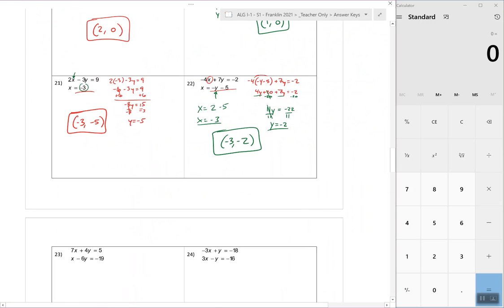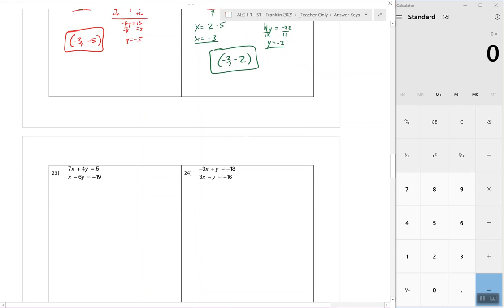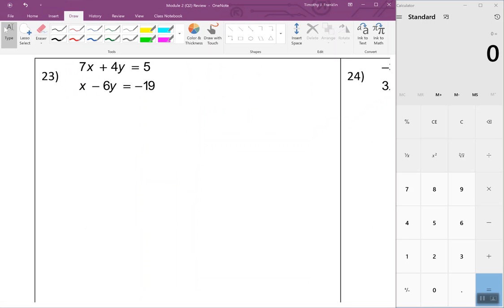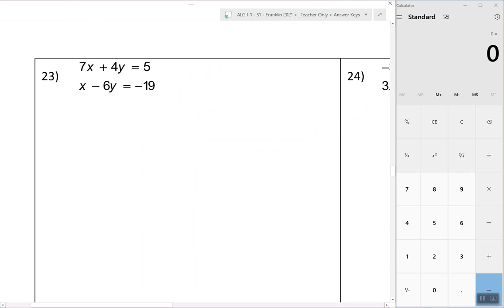Okay, let's keep going. Number 23. Again, you could use elimination here, but I'm going to go ahead and just add 6y and use substitution. So x equals -19 plus 6y. And again, if you want to use elimination here, you might multiply this bottom equation by -7. You could definitely do that if you want to. You should get the same answer as me, regardless of what method you use. So we'll plug this in right here for x.